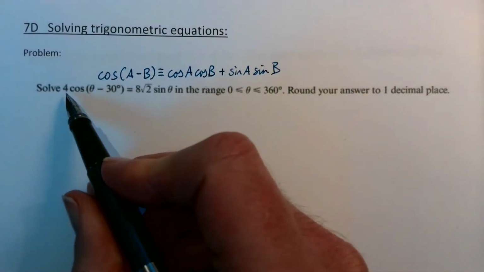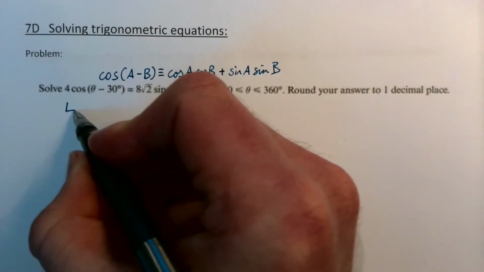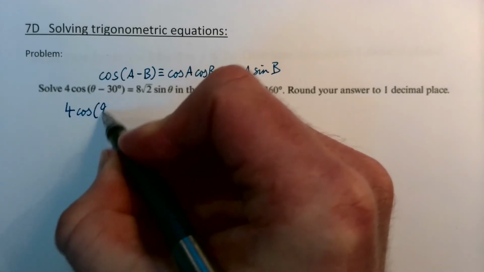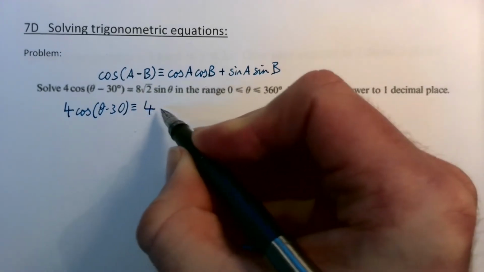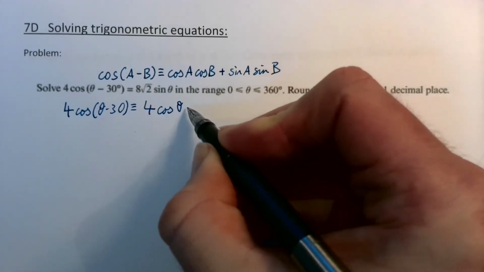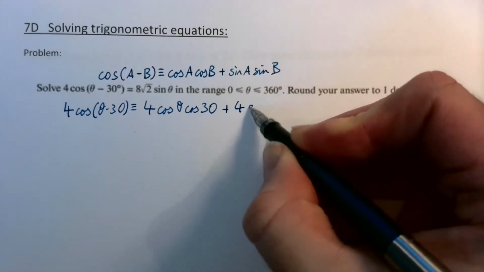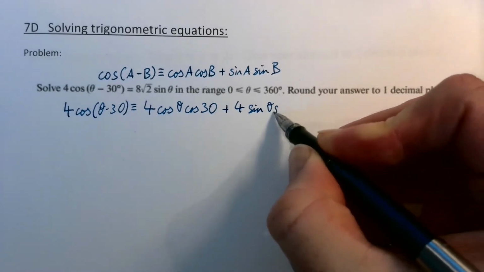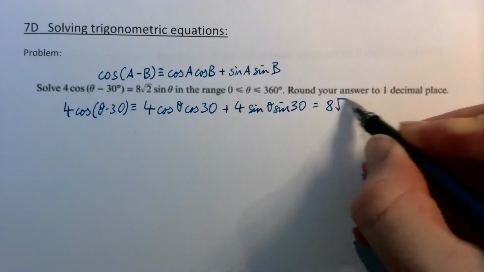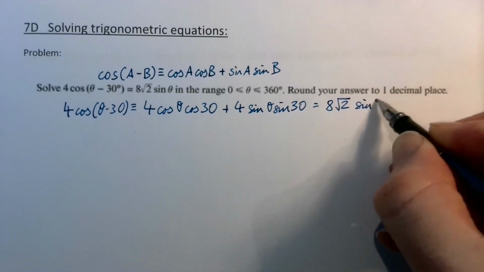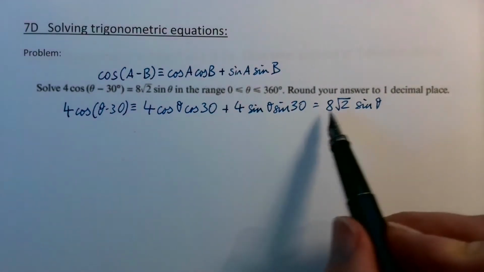Now you've got to be careful, there's a coefficient of 4 there, so that means that 4 cos(theta minus 30) is going to be identical to 4 times cos theta cos 30 plus 4 times sin theta sin 30, and that's equal to 8 root 2 sin theta, which was the other part of our equation, wasn't it? So we've got to try to move all of this out.